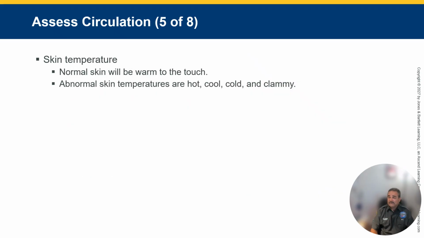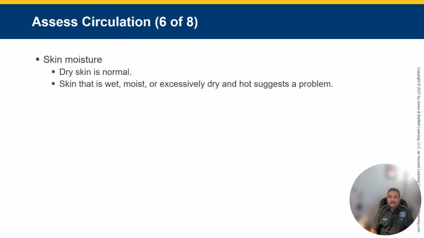Temperature. Normal skin should be warm to the touch. Abnormal is hot, cool, cold, and clammy. So we want to make note of that. It all means something. Moisture. Dry skin is normal. We don't walk around all wet. Skin that is wet, moist, or excessively dry and hot suggests a problem. So we need to figure out the problem based on this.